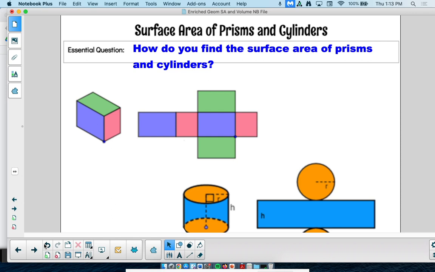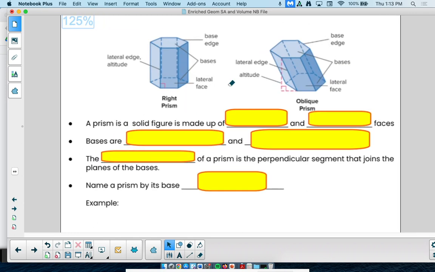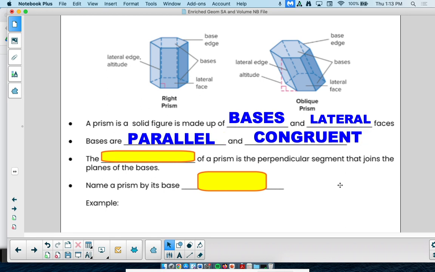So let's talk about these solids and add some new vocabulary to our warehouse here. A prism is just a solid figure made up of bases and lateral faces. The bases of your solid are the two congruent sides that are parallel, meaning they would never touch. Like on this one, they'd be the hexagons. You see how they're the exact same shape, but they'll never touch, because it's like the top and bottom. That's how you name it, the base shape, okay?